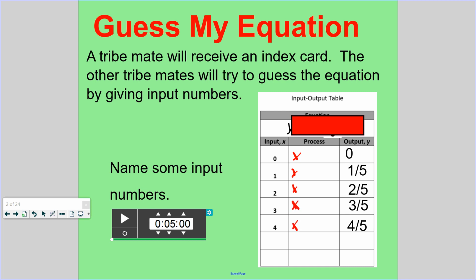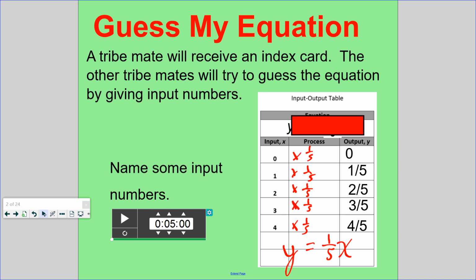Let's see. If you multiply, 1 times what is 1/5? Well, 1/5. Wait, 0 times 1/5 is 0. 2 groups of 1/5 is 2/5. Oh, 1/5. So I think the equation is y equals 1/5 x.